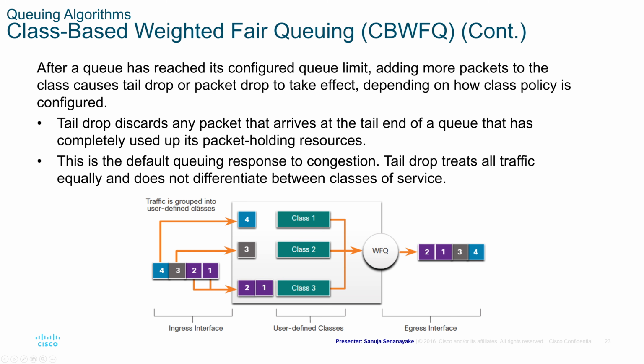So traffic is grouped into user-defined classes, and then they're divided into those different classes here, and the weighted fair queuing methodology is being used in CBWFQ as well. Also remember that first in first out is used in each individual class, and then traffic exits out of the egress interface. One of the key things you should remember is that the default queuing response to congestion is the tail drop, and the tail drop treats all traffic equally and does not differentiate between classes of service. That's an important concept.